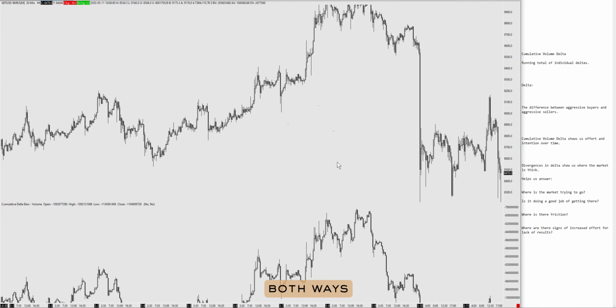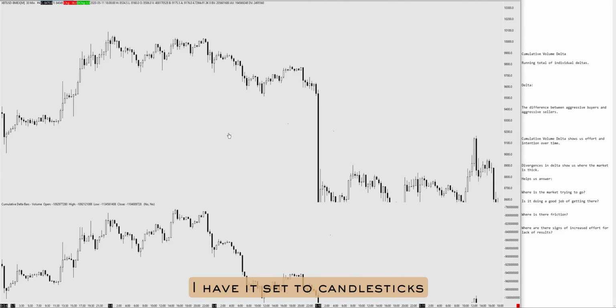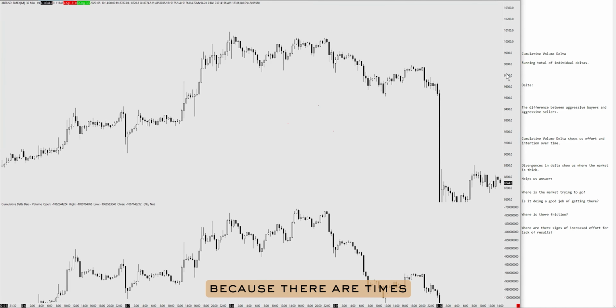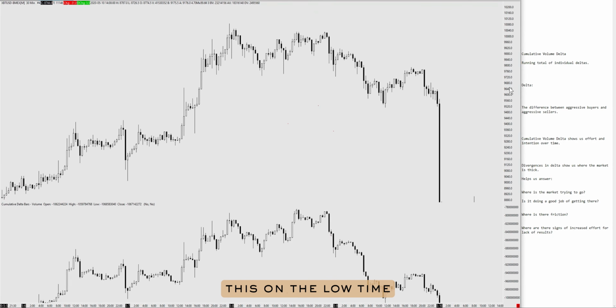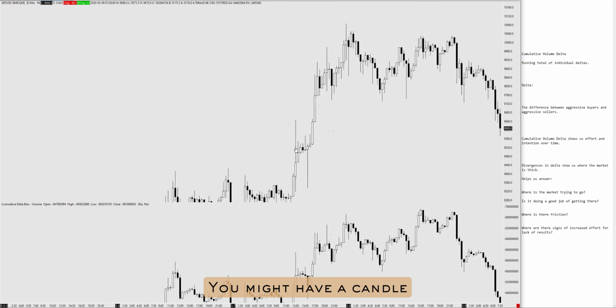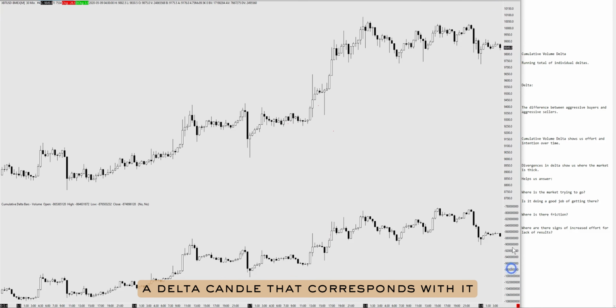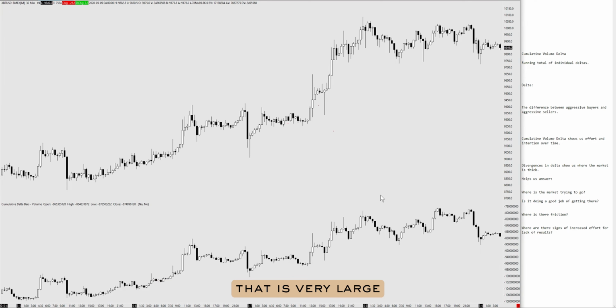Now, you can look at individual delta bars as well on the CVD, and that's why I have it set to candlesticks, because there are times where you can even see this on the low time individual level at the candle base. So for example, and maybe we'll be able to find an example right away, you might have a candle that is very small, but a delta candle that corresponds with it that is very large.